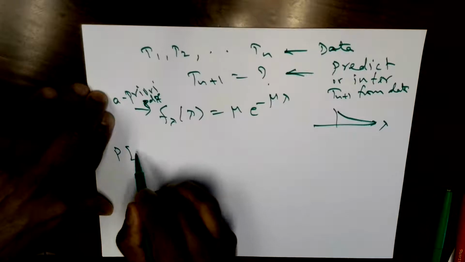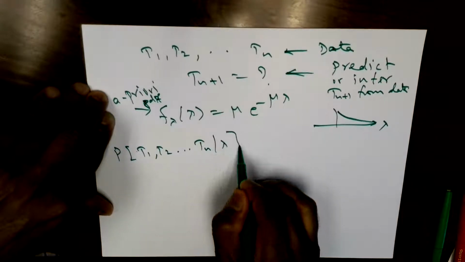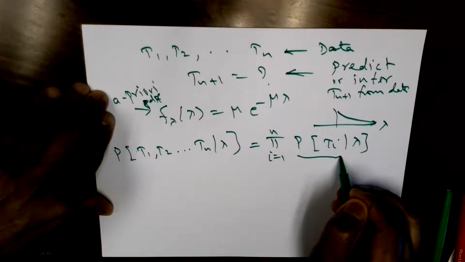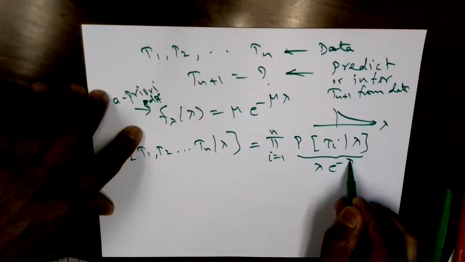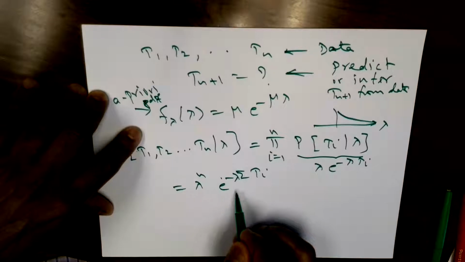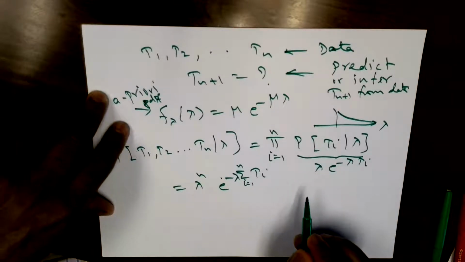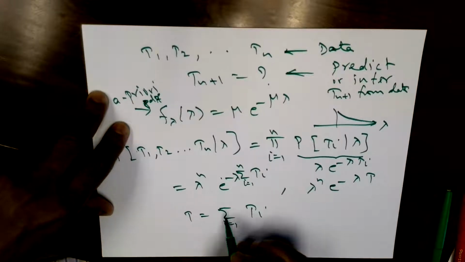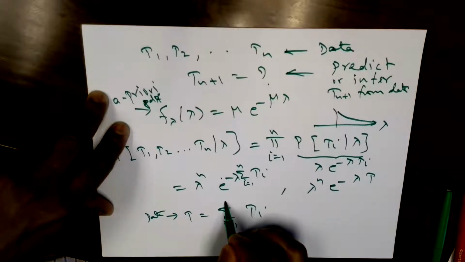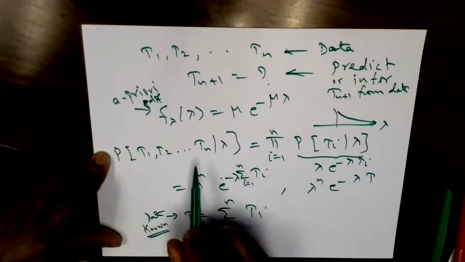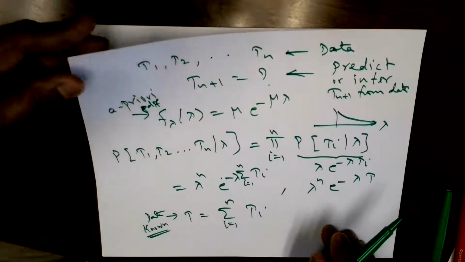All we could say is that if you look at tau 1, tau 2, etc., tau n, for a given lambda, all these are independent random variables from standard theory. Each of these is exponential with parameter lambda, lambda e raised to minus lambda tau i. So the joint density turns out to be the product over i equal to 1 through n, which I'm going to call lambda to the n e raised to minus lambda tau, where I'm just going to define tau to be the summation of tau i. This is known from the data. This is the conditional density function of tau 1 through tau n given lambda. To find the unconditional density function, we'll use the Bayes technique.